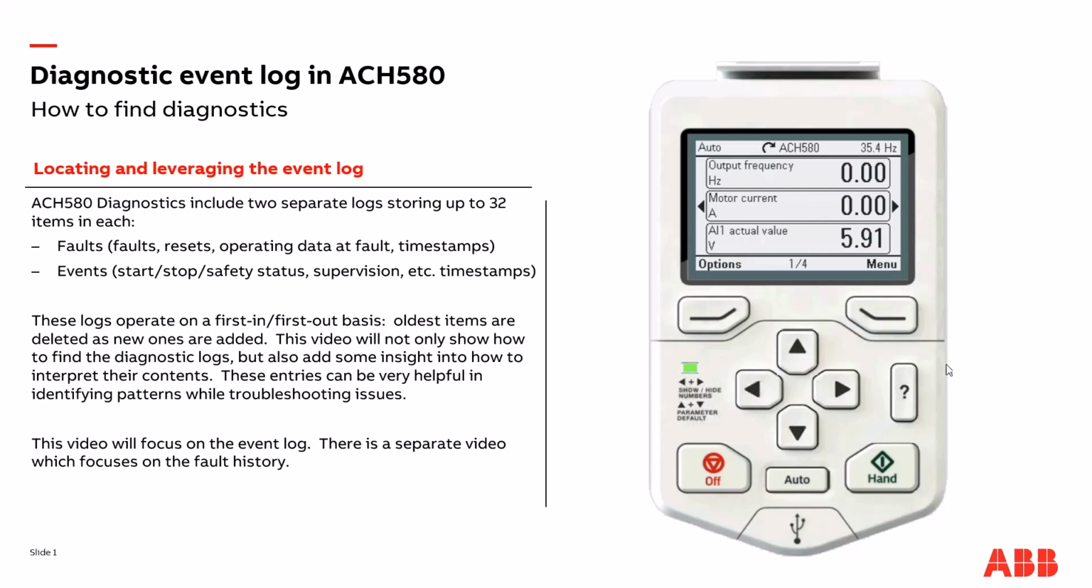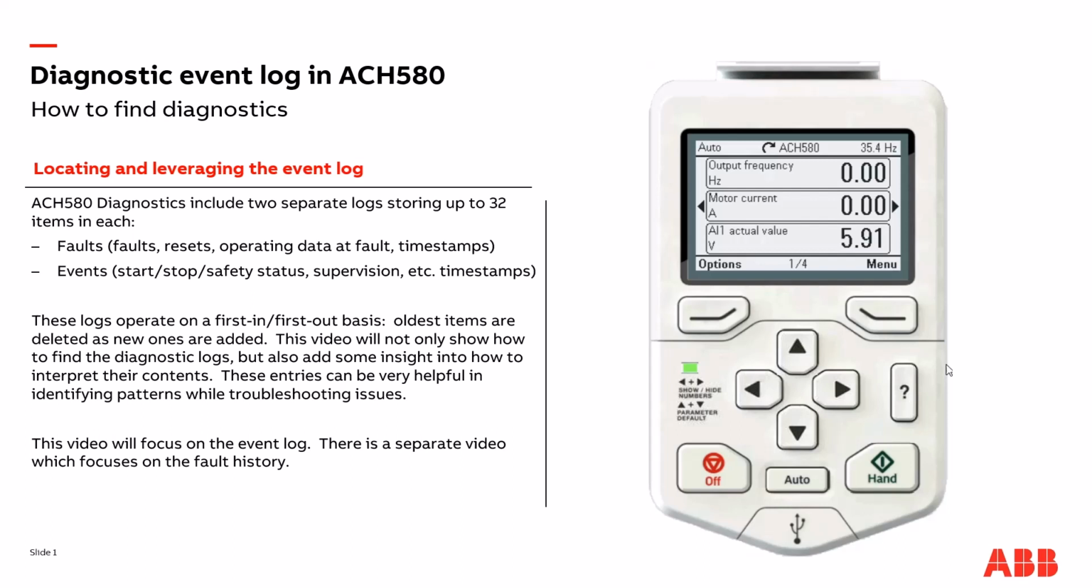Now, the difference between these logs is that one records faults and the other records events. And you might be asking yourself, well, what's the difference? Well, faults are conditions that cause the drive to stop modulating, such as overcurrent, DC bus over or under voltage, over temperature, short circuits, things like that. And events are transitions in operating state, such as start-stop, safety interlock opening up, hand-off-auto transitions, etc.